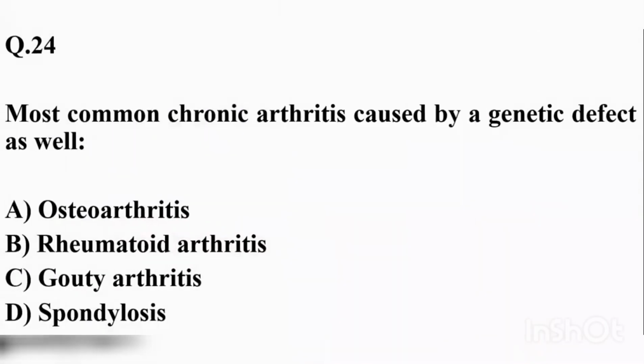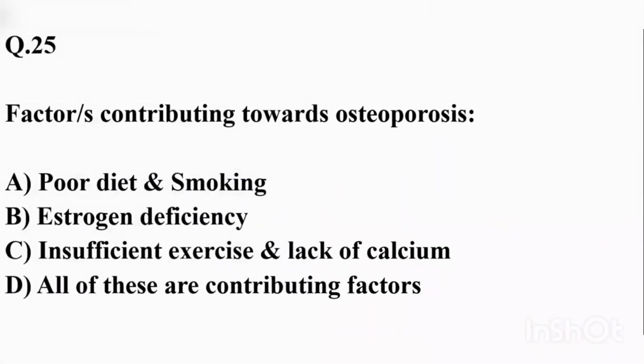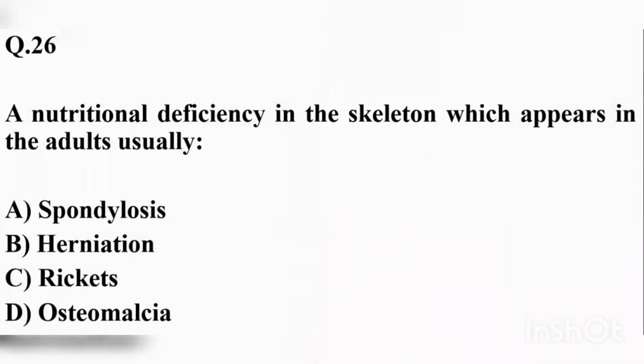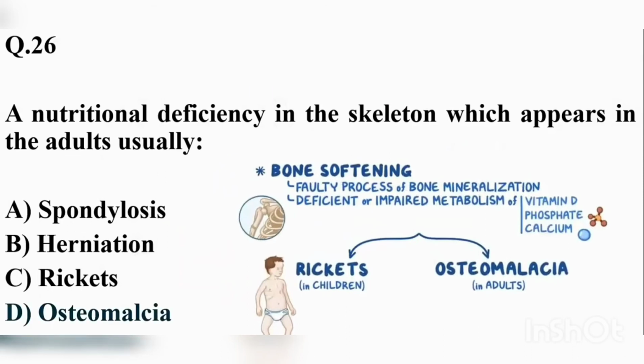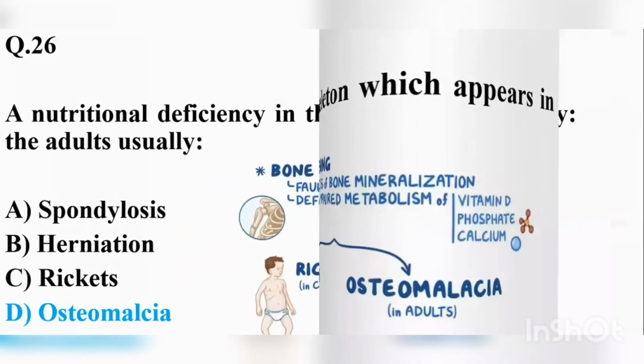The most common chronic arthritis caused by a genetic defect as well is osteoarthritis, alpha. Factors contributing towards osteoporosis include poor diet, smoking, estrogen deficiency, insufficient exercise, and lack of calcium. So delta is the right option. A nutritional deficiency in the skeleton which appears in adults usually is osteomalacia, due to deficiency of calcium, and rickets usually appears in children.